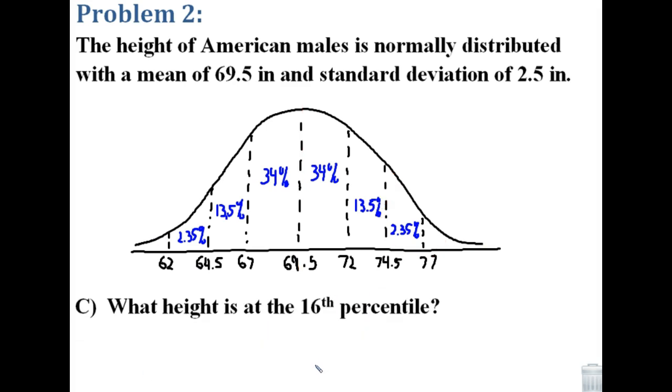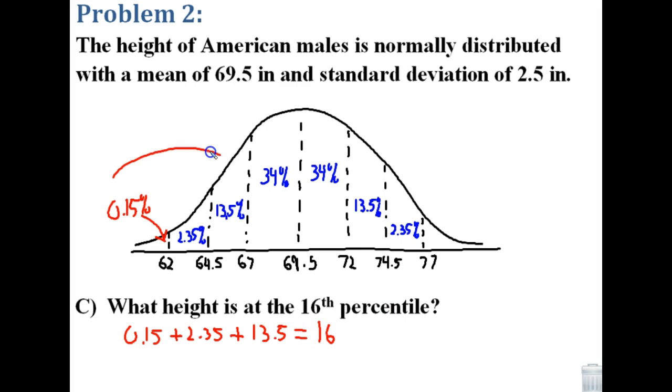Part C asks, what height is at the 16th percentile? Okay, in other words, which height has 16% of the population below it? For that, what I can do is just start adding up percentages till I get to 16%. Remember, we just found that from 3 standard deviations down and below is 0.15%. So if I go 0.15 plus 2.35 plus 13.5, that just happens to be equal to 16.